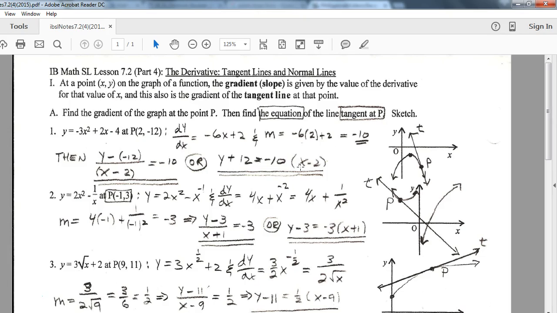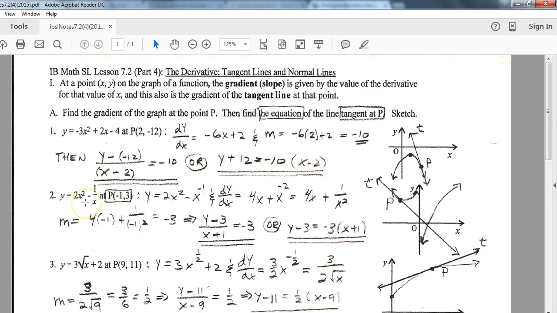So if they specifically say to write your answer in the form of y equals mx plus b, then you've got to get y by itself and put it in that format. If they say put it in the form of ax plus by plus c equals 0, that's another common one. So you would have to get everything onto one side and format it properly. So read your directions carefully on a test.